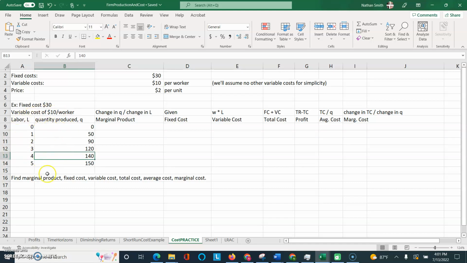Okay, so that's how you interpret that table using the textbooky terminology. That's called the production function. Now, what we're going to practice calculating is the marginal productivity of this firm's labor.